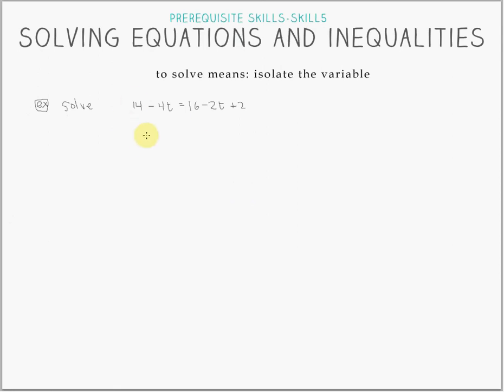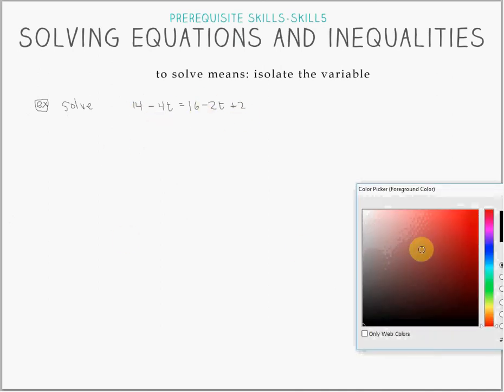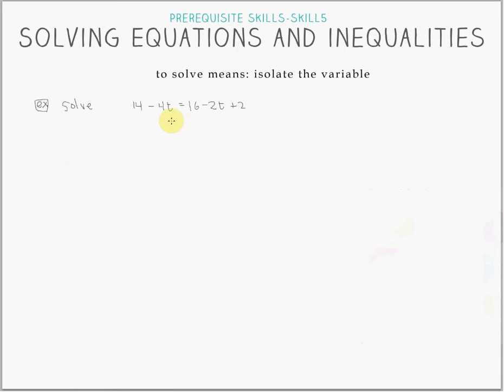So the first thing we need to do is move by term. A term, once again, we talked about in the last video, is anything separated by addition and subtraction. So each of these, this 14, is a term. There are 5 terms in this equation. We're going to move any term that is a t term over to this side of the equation.